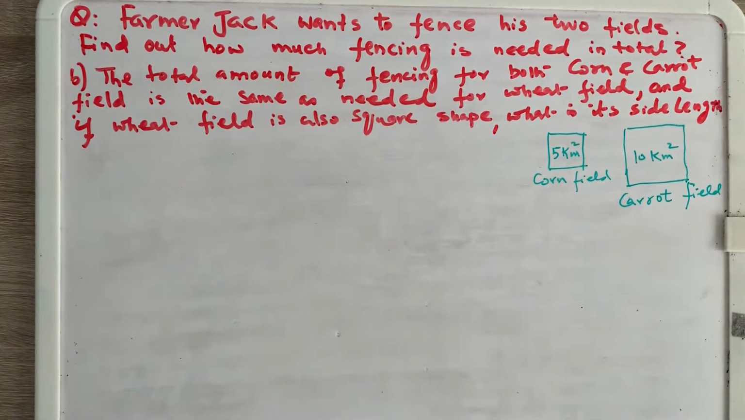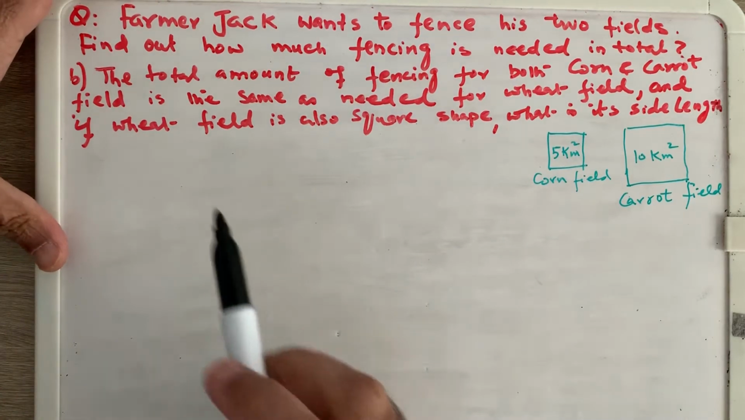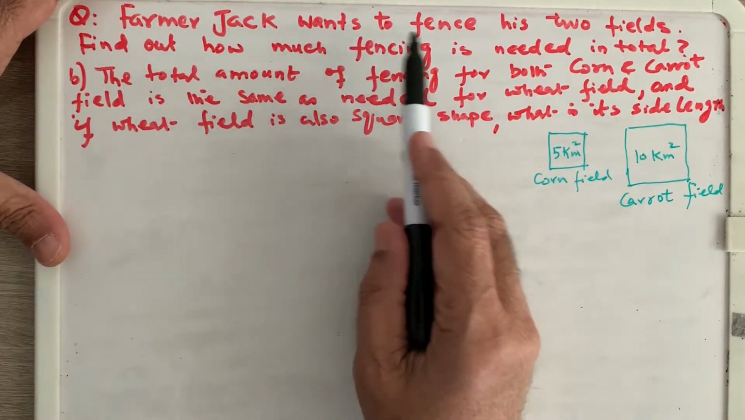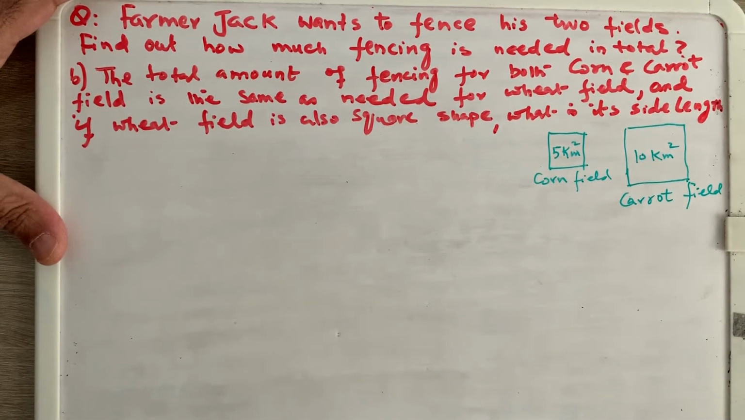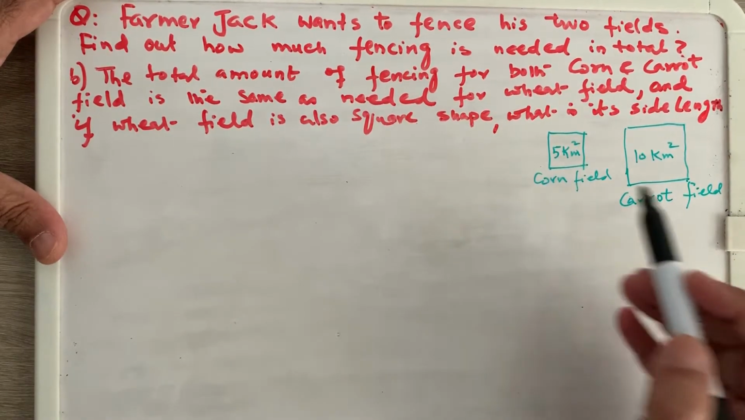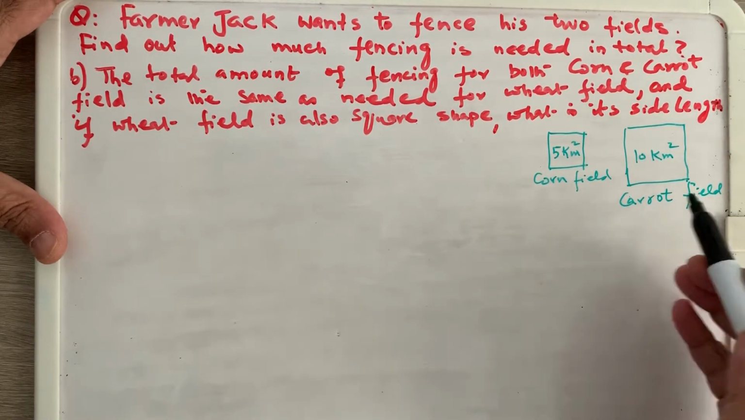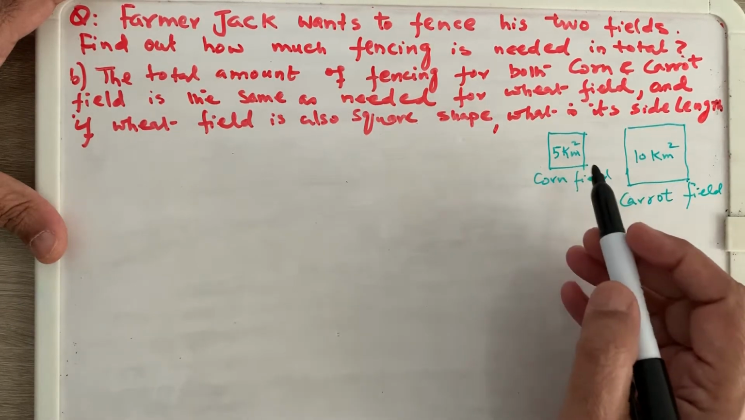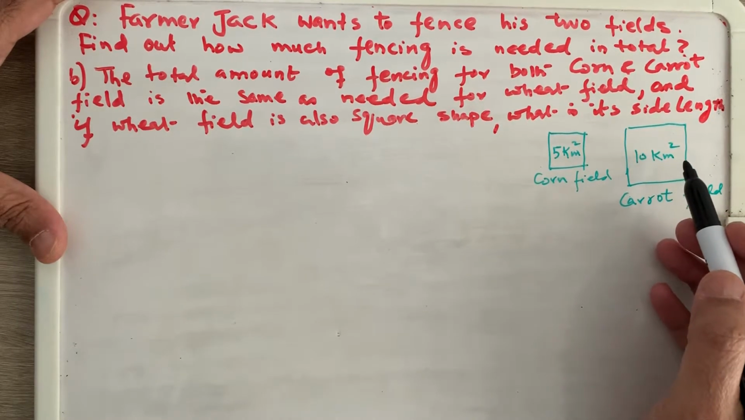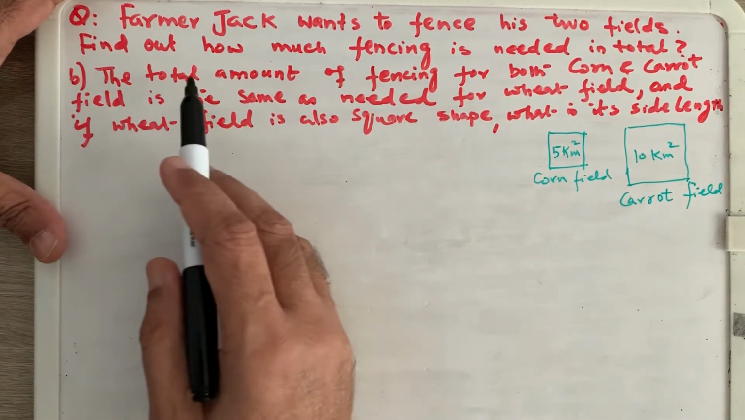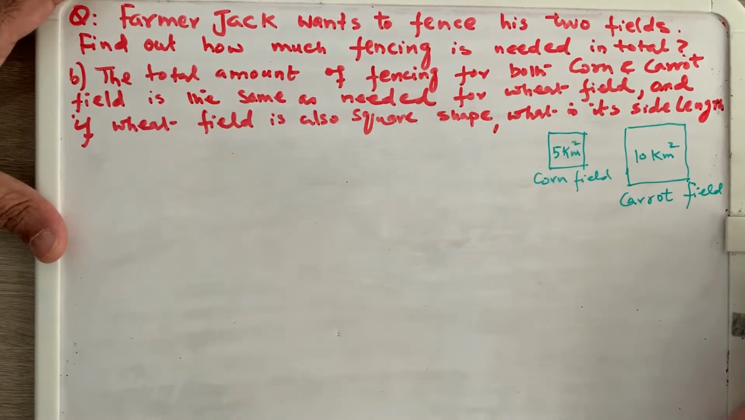So we are having more word problems regarding square root, and here one of the questions is: Farmer Jack wants to fence his two fields. Find out how much fencing is needed in total. So Farmer Jack has got two fields. One is a cornfield, the other is a carrot field. The area of the cornfield is 5 kilometers square and the carrot field is 10 kilometers square. The question is asking, find out how much fencing is needed in total.